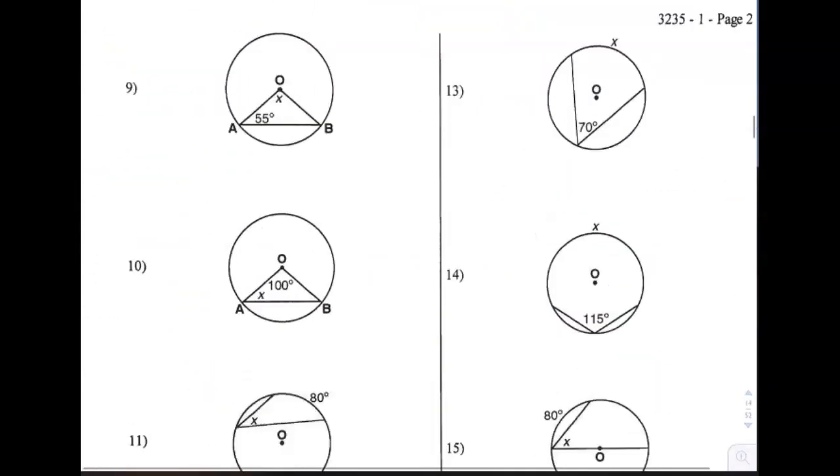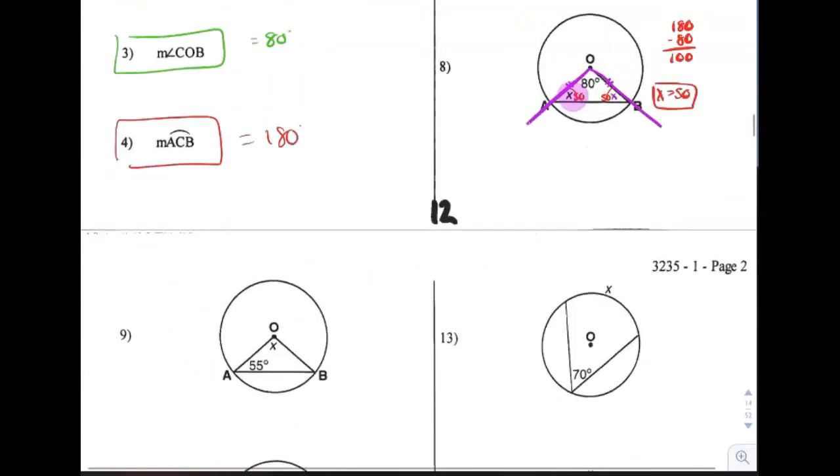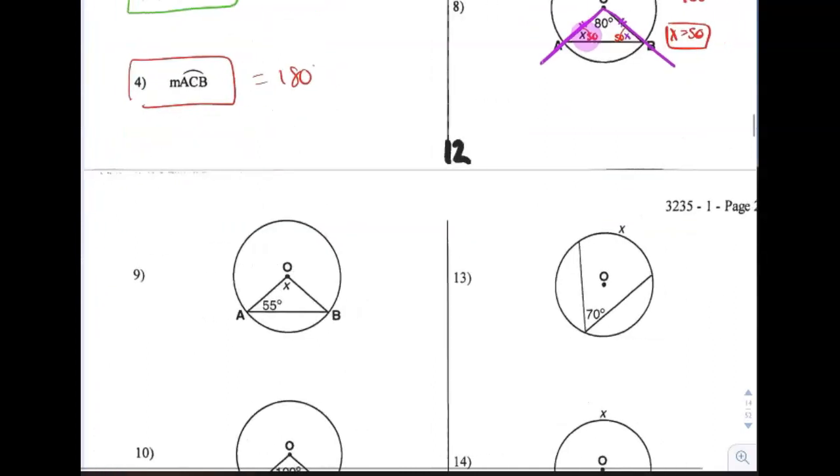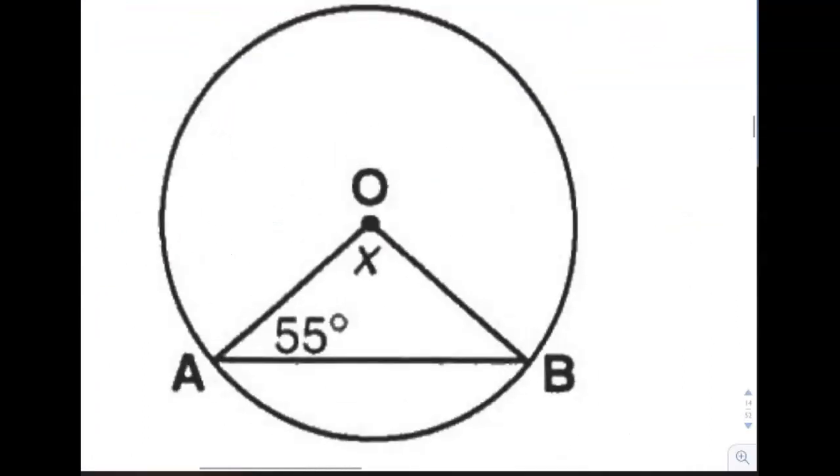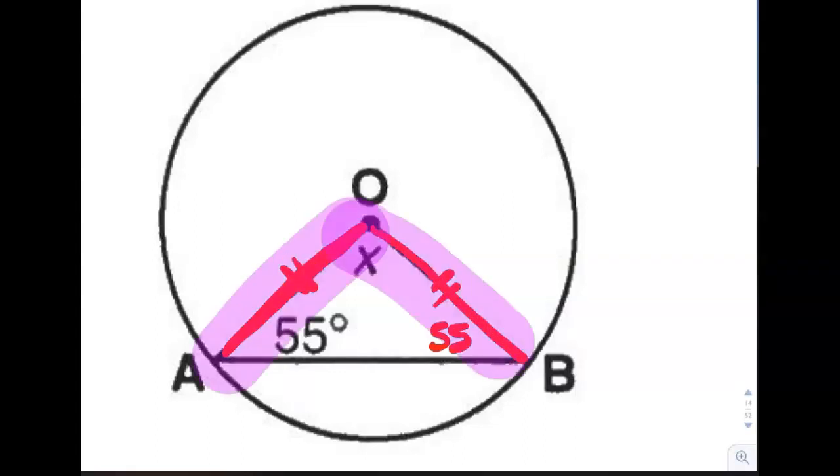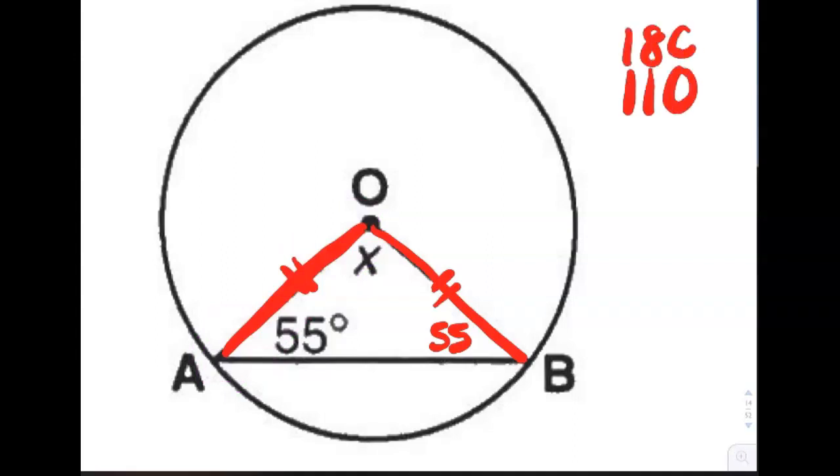All right, page 13, same type of thing. In fact, number 9 is not too different than number 8. It's the same type of picture, but remember we have an isosceles triangle, which means, and why is it isosceles? Because those two sides are both circle radii, and radii have to be the same. So 55 and 55 is 110. That leaves me with 70 for x.